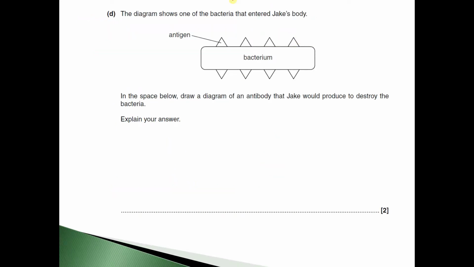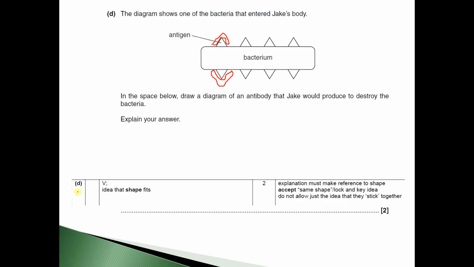Finally, the diagram shows one of the bacteria. In the space below, draw a diagram of an antibody that Jake would produce to destroy the bacteria. Explain why you drew it that way. So 2 marks here to draw the right shape. We're going to want something that's going to fit onto the antigen. You've done this many times before. So it's going to be V or Y shaped. Here's the mark scheme: a V shape, and the idea that it fits onto the antigens. You can use this idea of a lock and key, but you have to talk about the shape of the antibody.